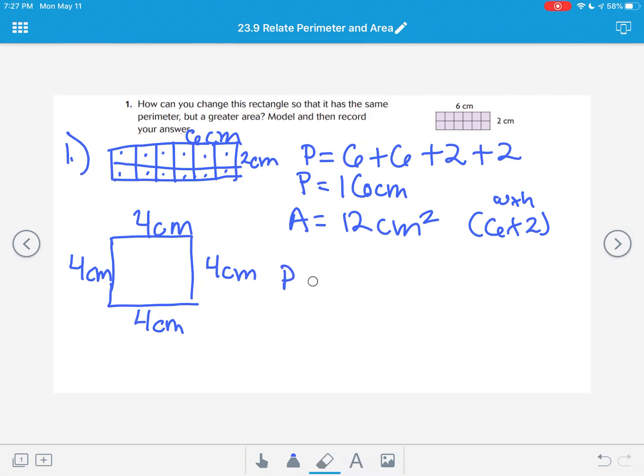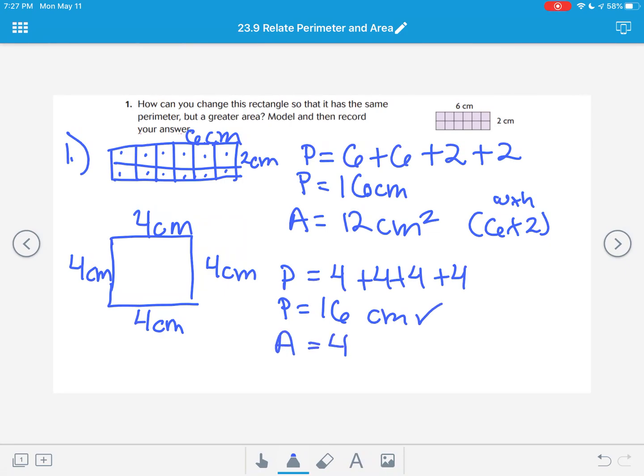So I know that for my perimeter, if I do 4 plus 4 plus 4 plus 4, I know that my perimeter will still equal 16 centimeters, so I'm on track for that. And my area equals the width times the height, which is 4 times 4. The area also equals 16, but it's 16 centimeters squared. This is larger than our original 12, so I have solved that problem. I made it into a square instead of a rectangle, and that provided a greater amount of area.